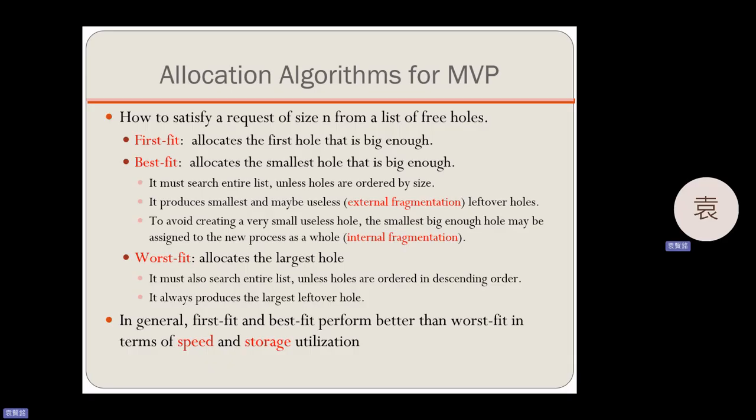And the third approach is worst fit. We sort the free partitions according to size, but in descending order. So the first one is always the biggest hole. Then you partition the largest hole into two parts, one for the new process and the other part you rearrange, moving it to the right place in this free list.